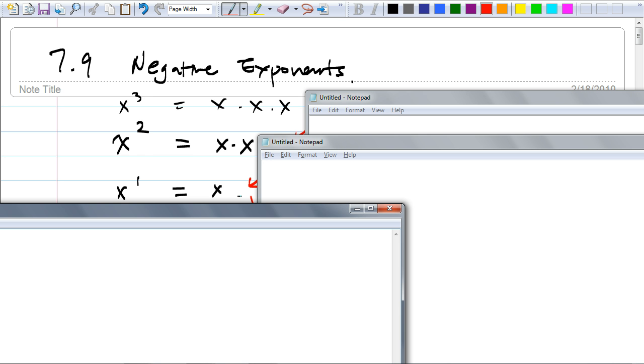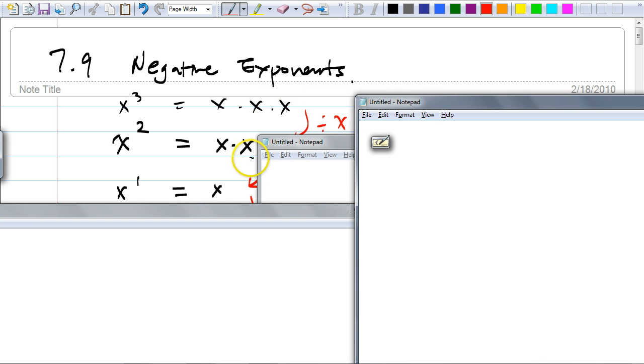Aiden, what did your group come up with? You divide by x. Yeah, you're dividing by x. Isn't that what's going on? Right? What is x times x times x divided by x, class? X times x, right? So if you divide each one by this x, that's what's happening. As you're decreasing the exponent by 1, you're dividing by x.